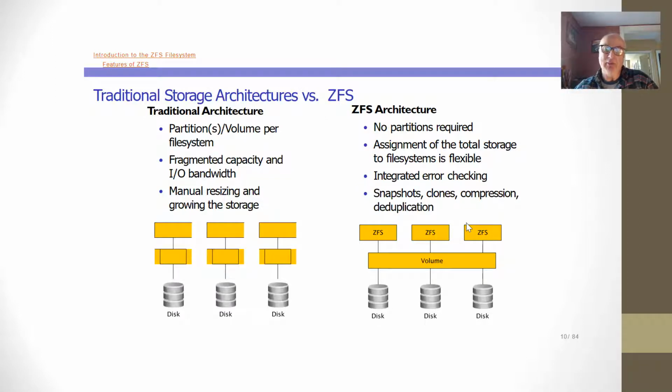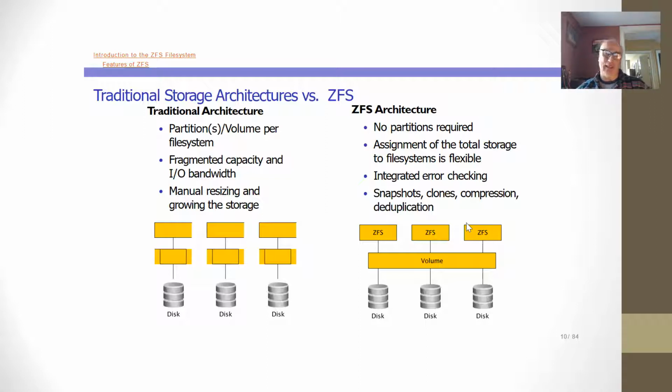But ZFS doesn't do that. ZFS allows us to avoid having these partitions, and the assignment of the total storage to file systems is flexible. So if you've got three 10-gig disks, you can assign 12 gigs to one application, and 5 gigs to another, and whatever else to a third. And that makes things a lot more flexible, a lot more useful, and makes it easier to organize things.